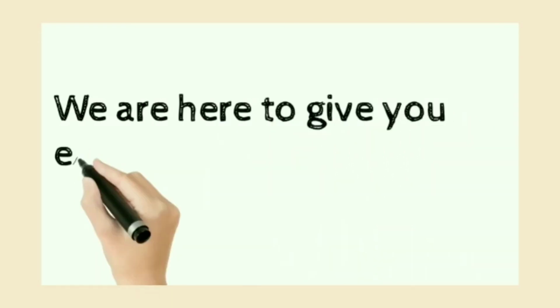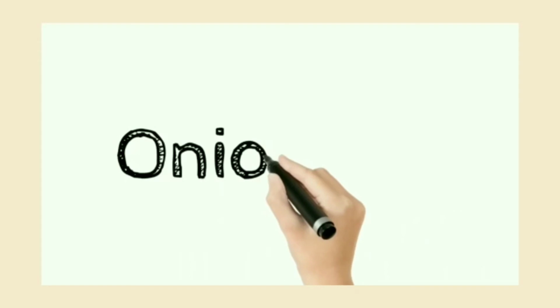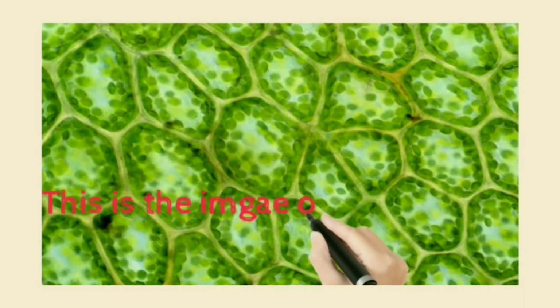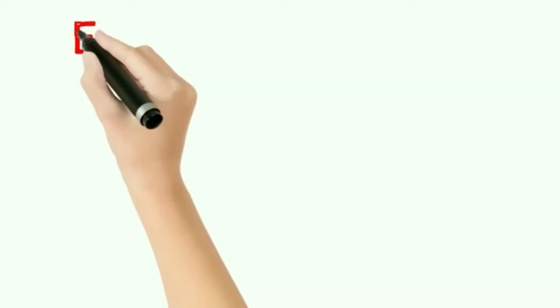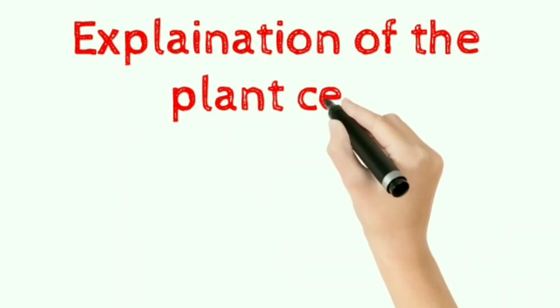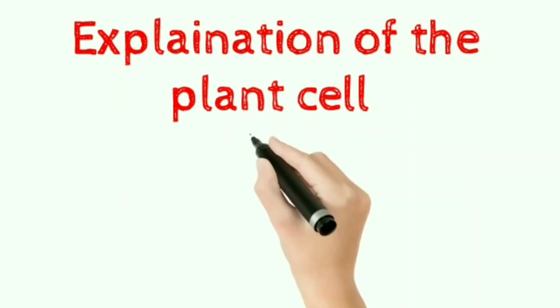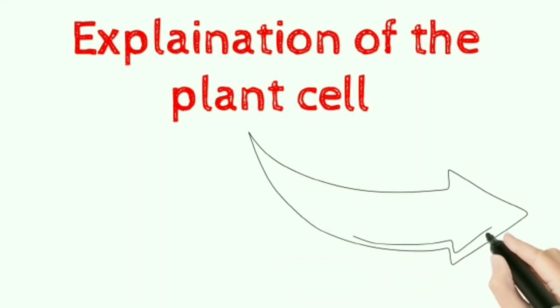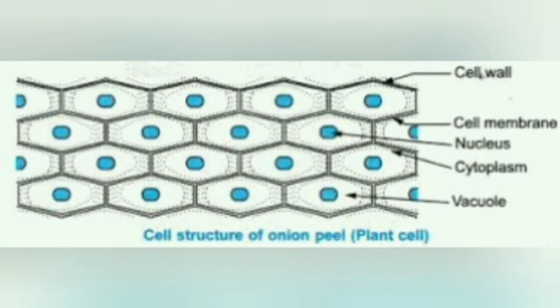We are here to give you an explanation on the topic onion cell. This is the image of an onion cell. Explanation of the plant cell. It has a cell wall, cell membrane, nucleus, cytoplasm and vacuole.